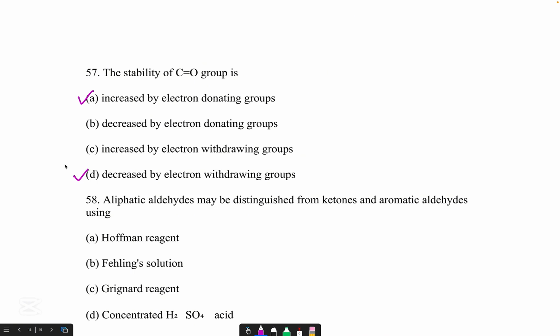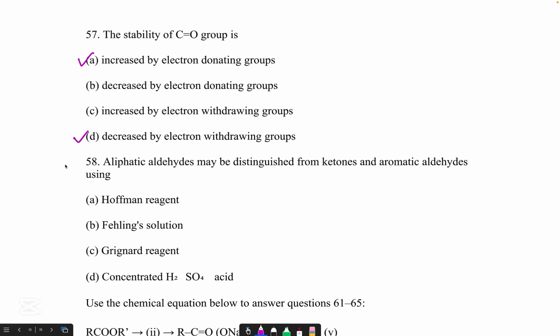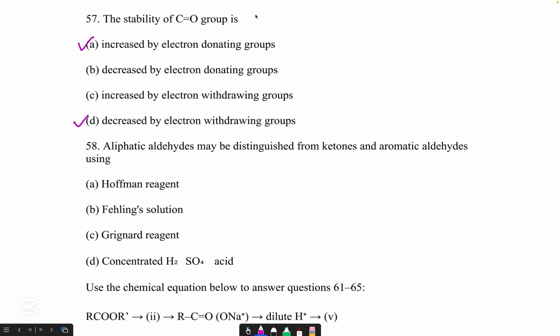All right. Aliphatic aldehyde may be distinguished from ketones and aromatic aldehyde using: A. Hoffman's reagent, B. Fehling's solution, C. Grignard reagent, D. Concentrated H2SO4. What do you think is the correct answer?